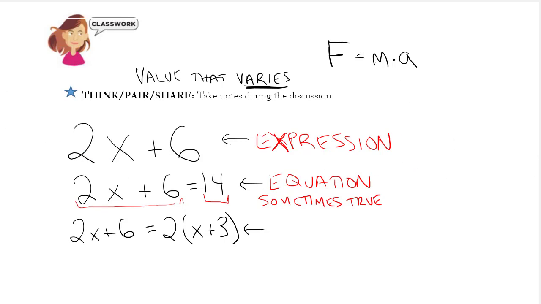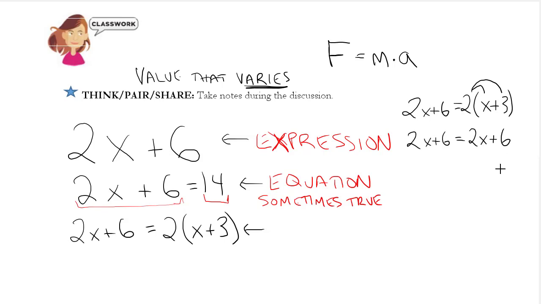It's kind of ugly. And let's try to solve this equation using what we know about the distributive property, inverse operations, and so forth. So great. We have 2x plus 6 equal to 2 times x plus 3. Okay, so I say, aha, I know how to use the distributive property. We did that before, so I have 2x plus 6 is equal to 2x plus 6.